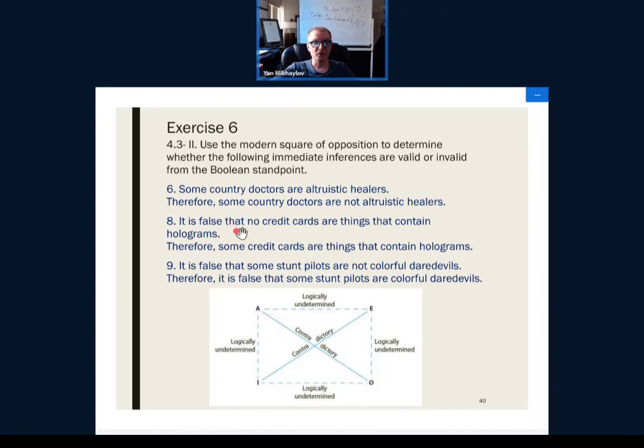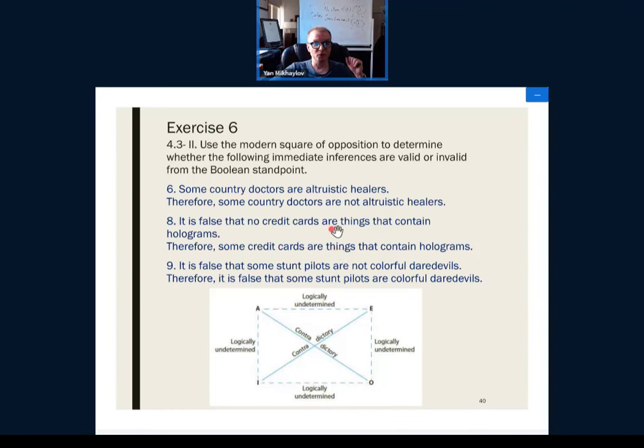For example, if it said no credit cards are things that contain holograms, therefore some credit cards are things that contain holograms. Would it be valid? No, it would not be valid. And what else would it be? Existential fallacy. Yes, because this is universal, this one's particular.